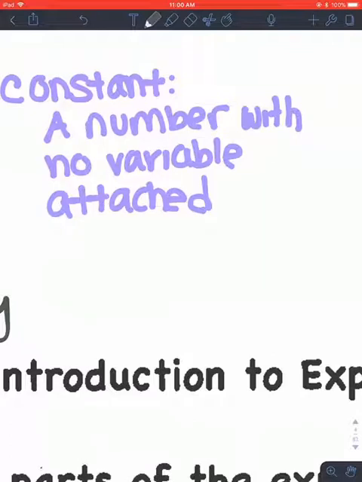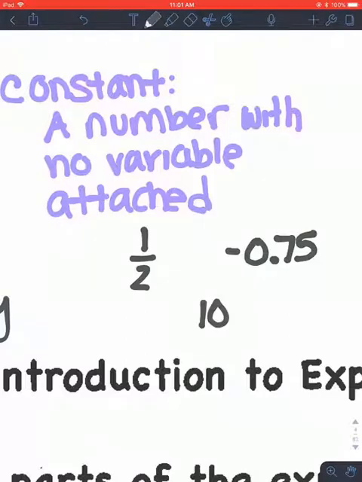A constant is a number with no variable attached. So that's going to be any of our whole numbers, 1/2, negative 0.75, anything like that. Whole numbers, these are all constants. They're constant, they don't change, there's no variable involved.